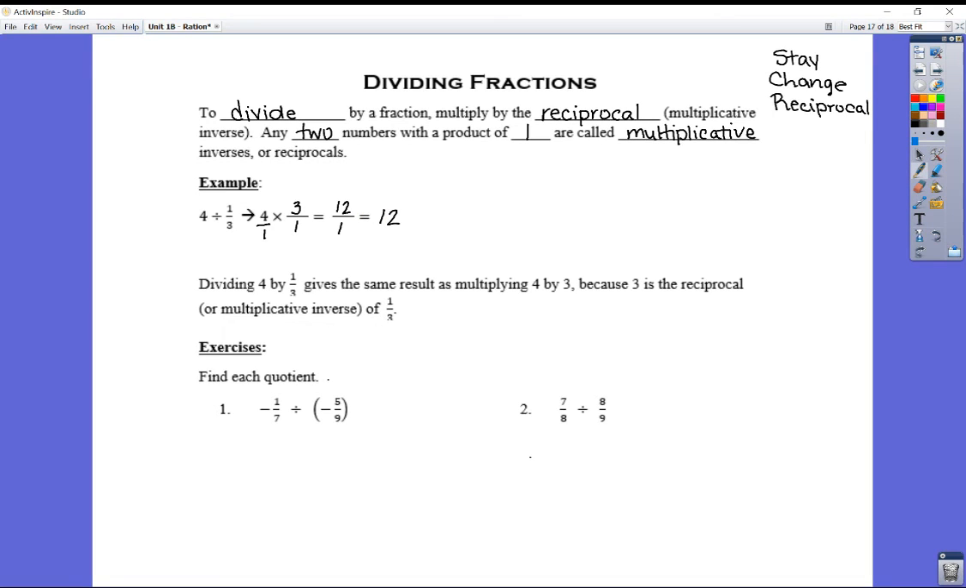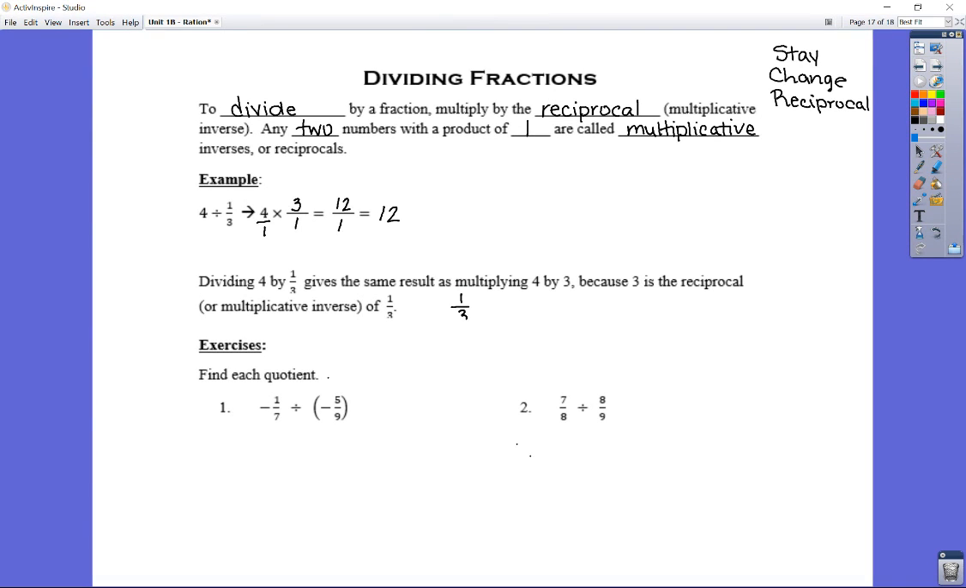Recall that multiplicative inverses are two numbers that multiply to 1. So if we have 1/3 and we multiply it by 3 over 1, 1 times 3 is 3, and 3 times 1 is 3, which would simplify to 1. Please pause the video and try the exercises on your own. Once you are finished, resume the video and check your answers with mine.